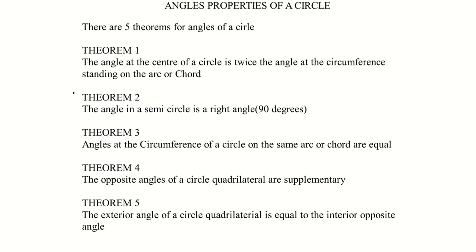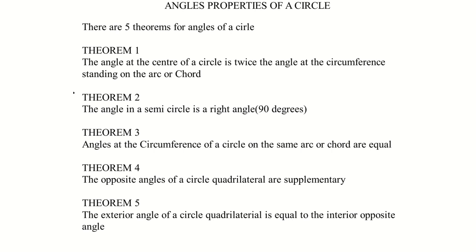Now for your circle theorem, there are 5 theorems that you need to remember. Theorem 1, the angle at the center is twice the angle at the circumference standing on the same arc or chord. So if you have the same chord and they have an angle being produced at the center and an angle being produced at the circumference, you just need to know that the one at the center is twice the size of the one at the circumference. Theorem 2, the angle in a semicircle is a right angle. That means if you have a circle and you have a diameter, and that diameter is a side of a triangle, the angle opposite that diameter is going to be 90 degrees.